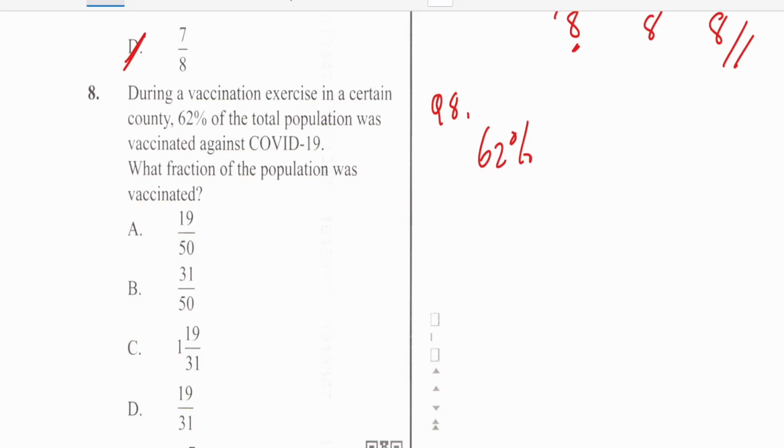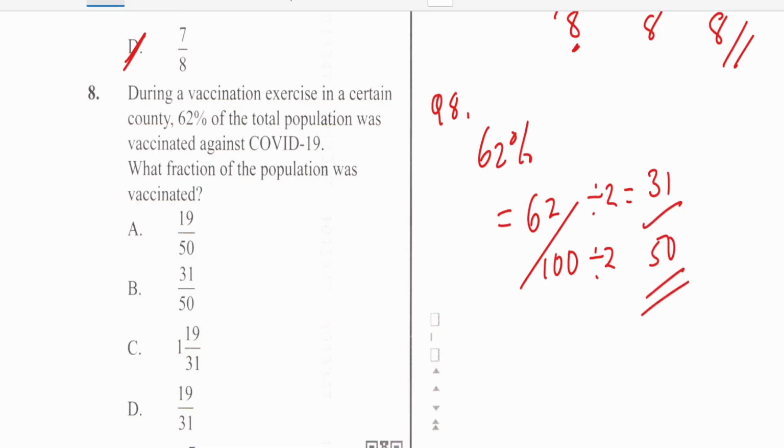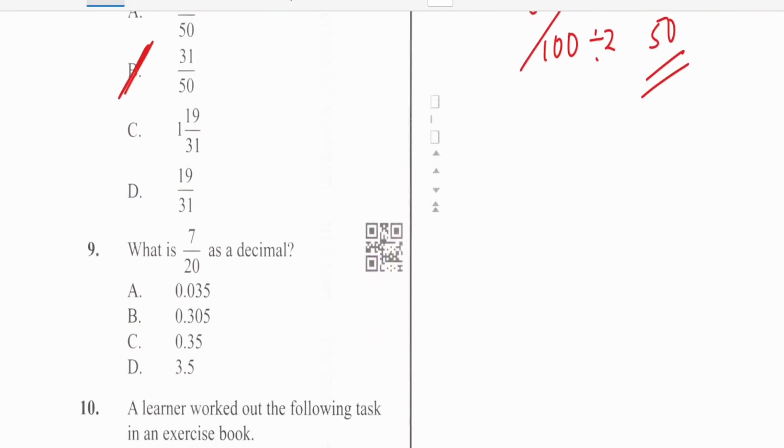Even I'm not understanding this question. Oh, what fraction? So 62%, if you write it in terms of fraction, it should be 62/100. But you can simplify by dividing it by 2. Dividing by 2 gives you 31/50. And therefore, I think that's your answer. Very simple question. You're not asked of the fraction of the population that was not vaccinated, but instead that was vaccinated. So it's just basically 62%. Just change it into fraction, which is 31/50.